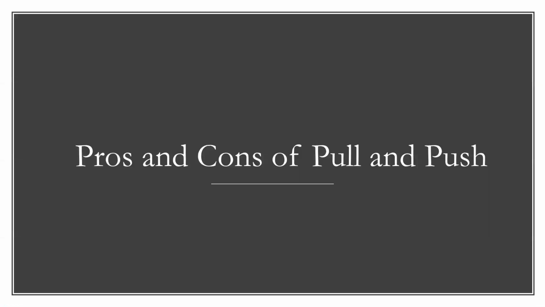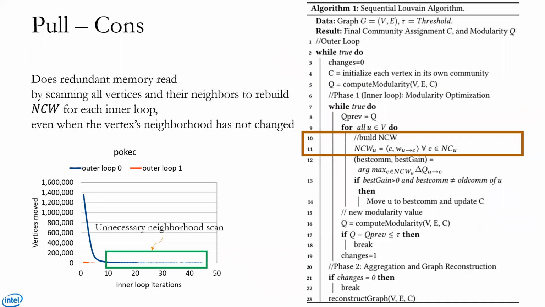Now let's look into some pros and cons of the pull and push algorithms. A pull algorithm does redundant memory reads by scanning all vertices and their neighbors to rebuild the NCW data structure in each inner loop iteration, even when a vertex neighborhood has not changed. So in this portion of the iteration space, a pull algorithm does redundant work.